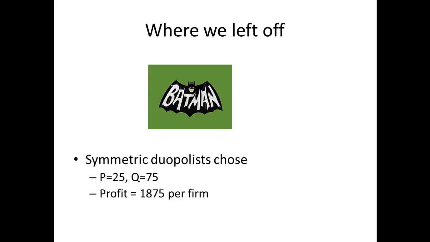We had two firms with differentiated products, and the equilibrium arose where their best price as a function of the other firm's best price, where those reaction curves crossed each other. What the symmetric duopolists chose was that each of them charged a price of 25, each produced 75 units of output, and the profits were 1,875 per firm.